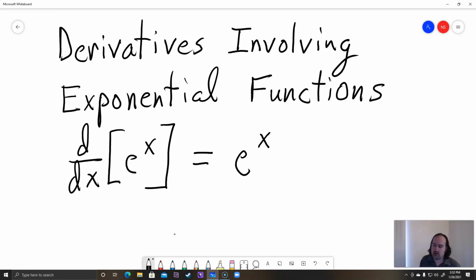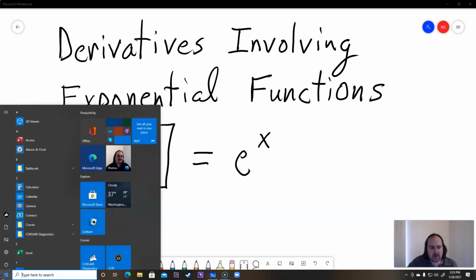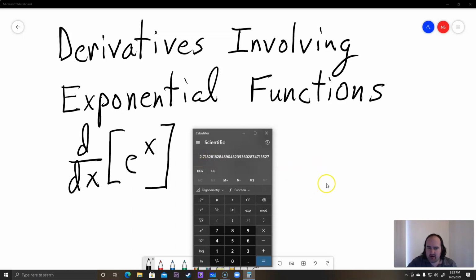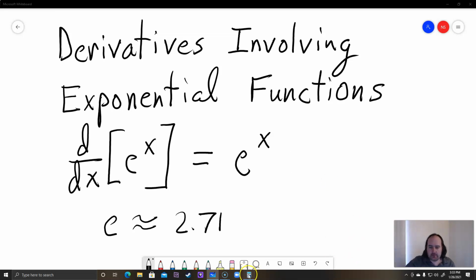So remember, e is 2.71, I forget how it goes, but most calculators have e as a button. In fact, even the calculator that comes with this computer, once I have it in the scientific mode, has e as a button. So here I can just press e, and it's 2.71828, and it goes on forever. So e is approximately 2.71828.